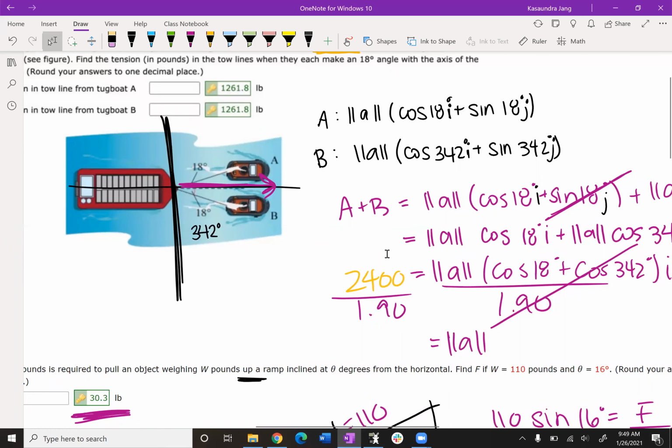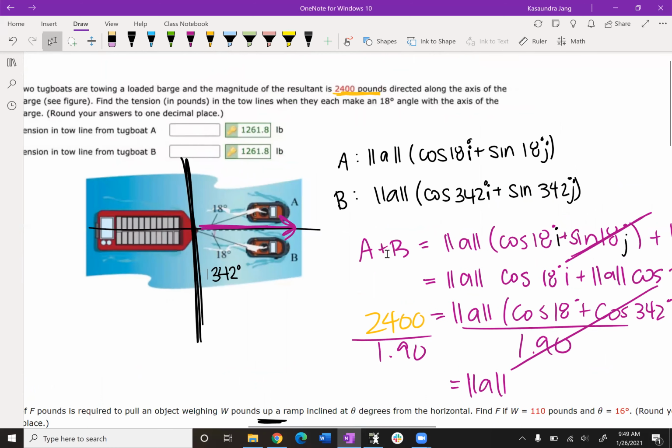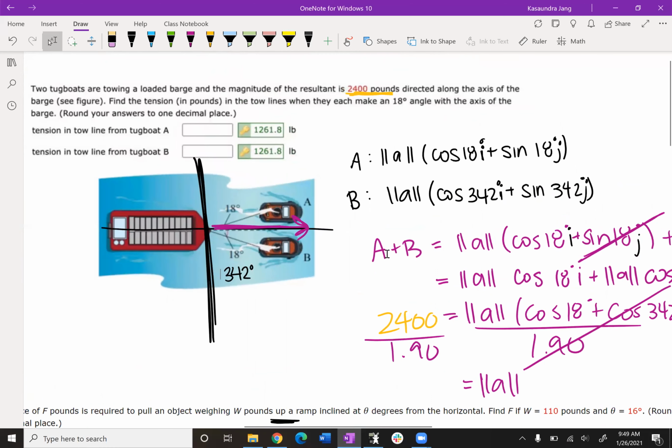Okay, so is this helpful on this problem setup? Yeah. I also found with this one, if you take the 2,400 pounds and divide it by the cosine, and then divide it again by 2, it'll give you the answer. Yeah, that totally works.